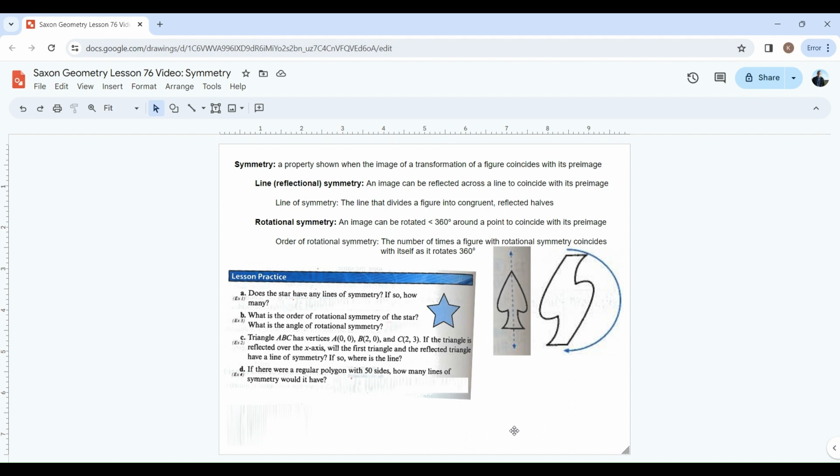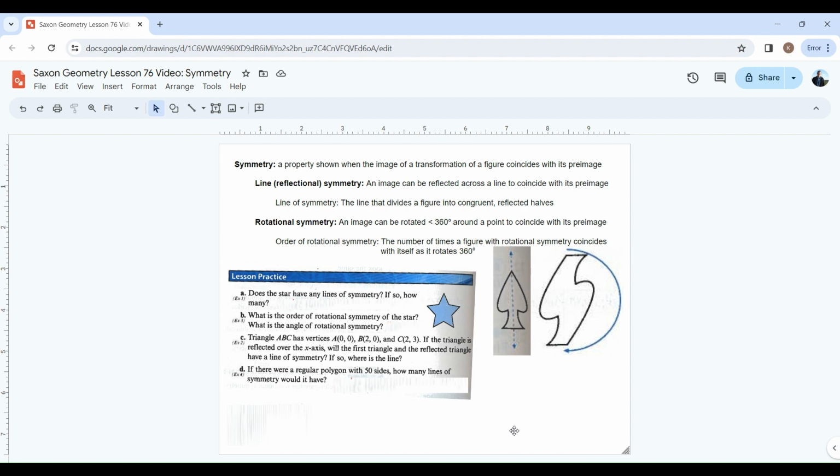Now, you're probably used to definitions of symmetry that are like folding a figure on a line and it perfectly folds on itself, or rotating it around a point and it perfectly rotates to make its original shape. And those are definitely true. But what we are going to be learning about symmetry relates back to transformations. We've been talking a lot about transformations lately, and we're going to define symmetry in terms of transformations.